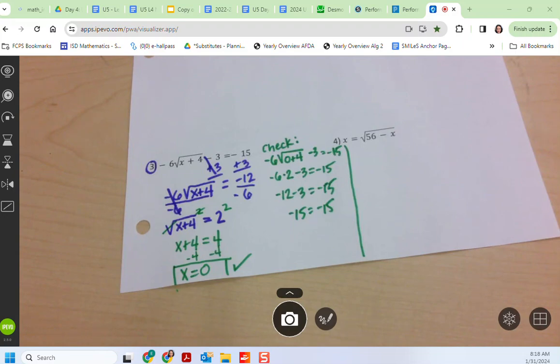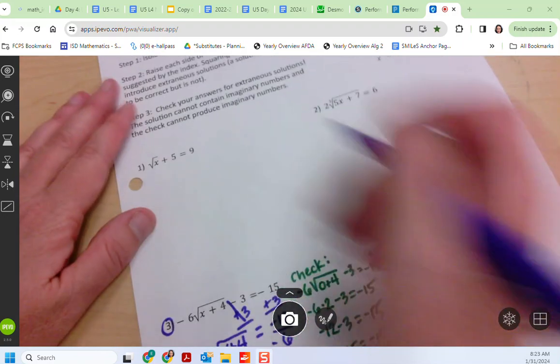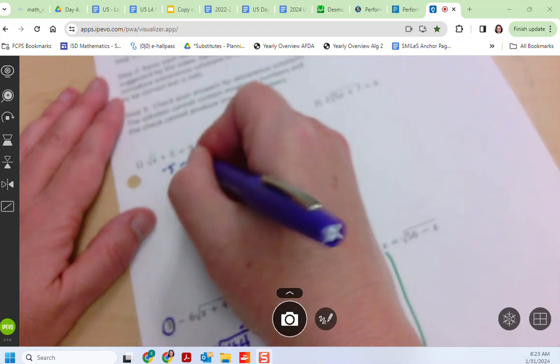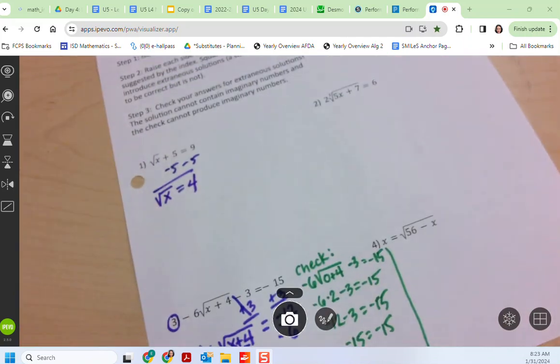We are gonna go. All right, number 1, undo your addition with subtraction. And you have square root of x equals 4. And then what do you do to both sides?